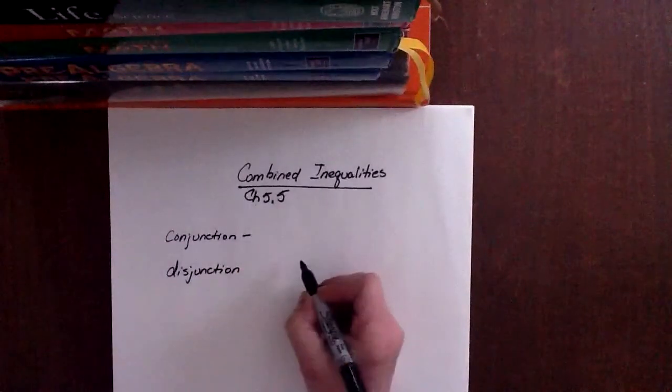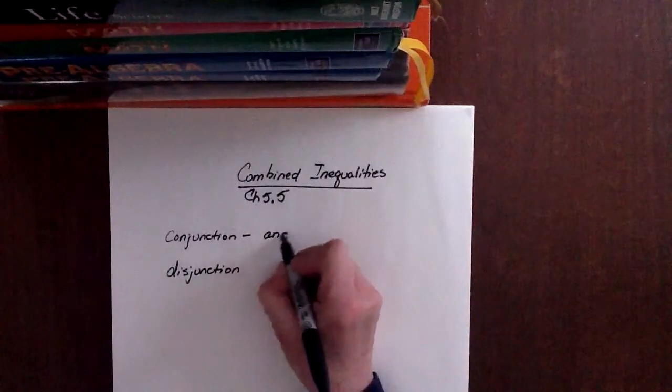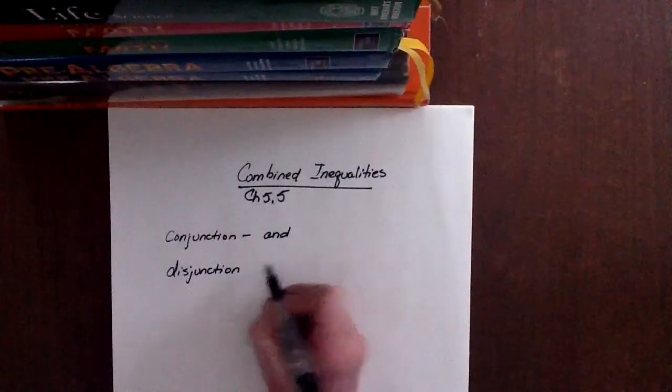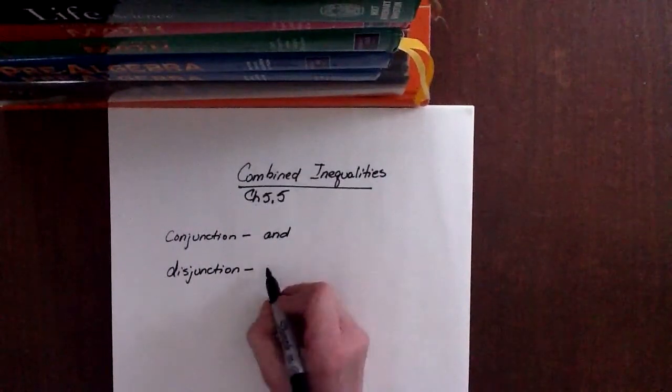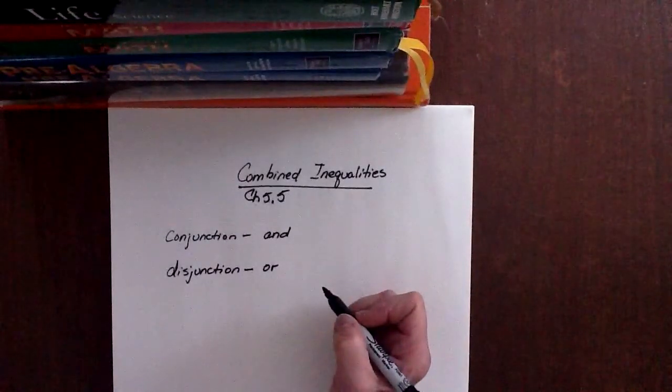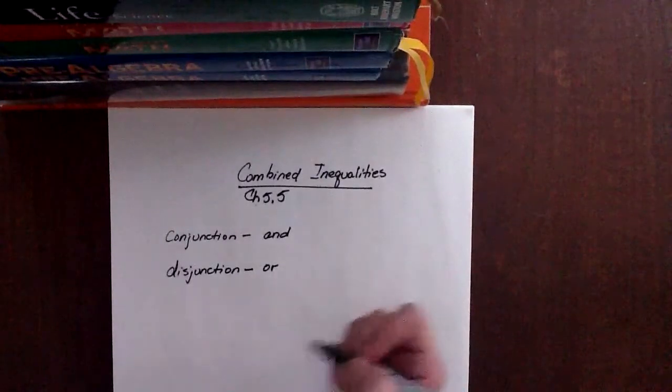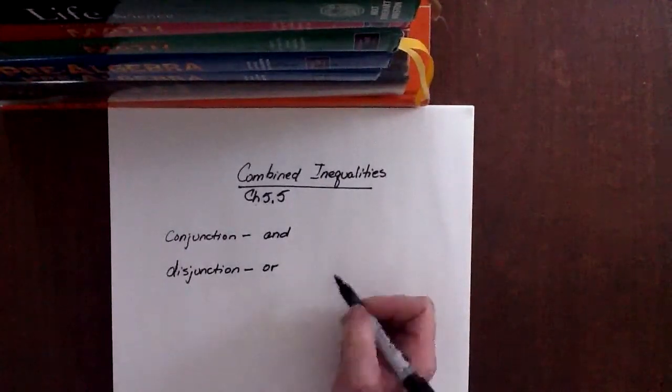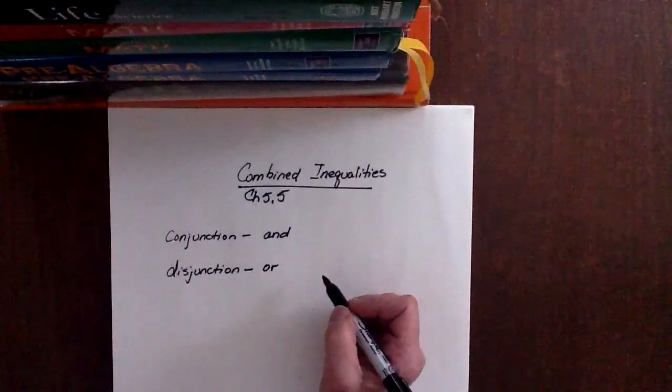And remember, when we talked about a conjunction, we talked about the word "and" joining those two sentences. And when we talked about a disjunction, we talked about the word "or" being the word that would join those two sentences. So let's just talk about a real-life instance where something like a conjunction might occur.